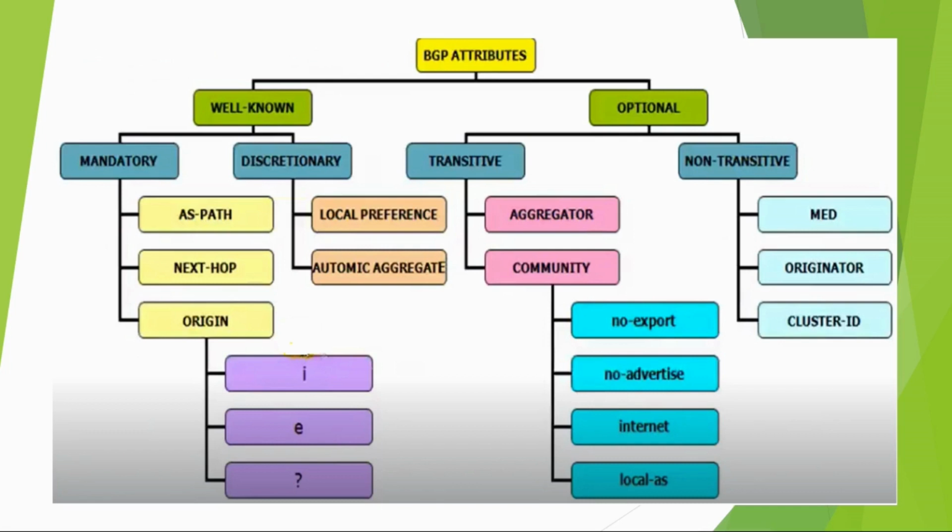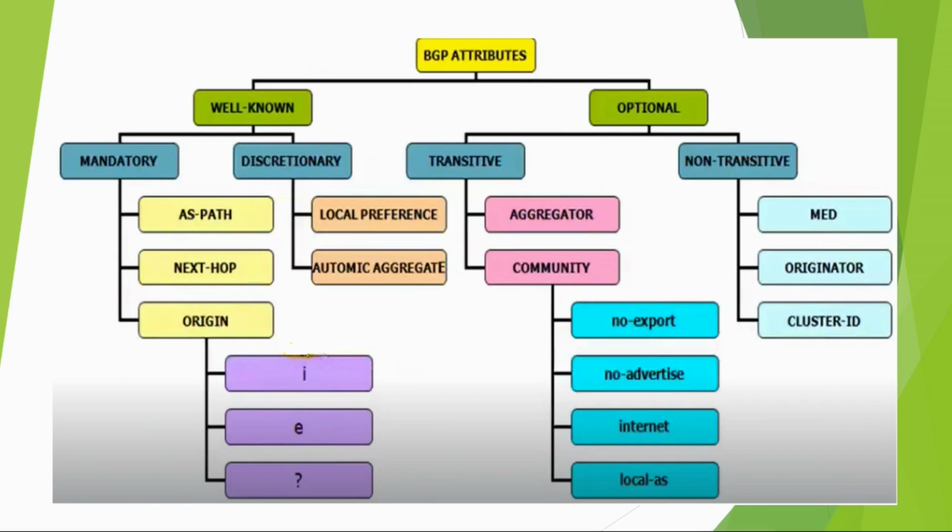We can mainly classify BGP attributes into two types. First is well-known and the second one is optional. Well-known means if any BGP peer receives any BGP updates, the well-known attributes will be recognized. Each and every router configured with BGP will recognize the well-known attributes. Whereas optional means the BGP peers that receive optional BGP attributes may or may not recognize them. It is not well known.